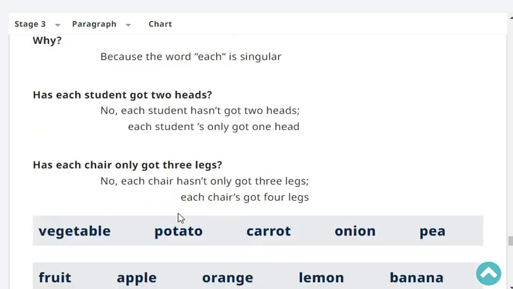Each is singular. Has each student got two heads? No. Each student hasn't got two heads. Each student's only got one head. Very good. Okay, so now let's move on to our reading.